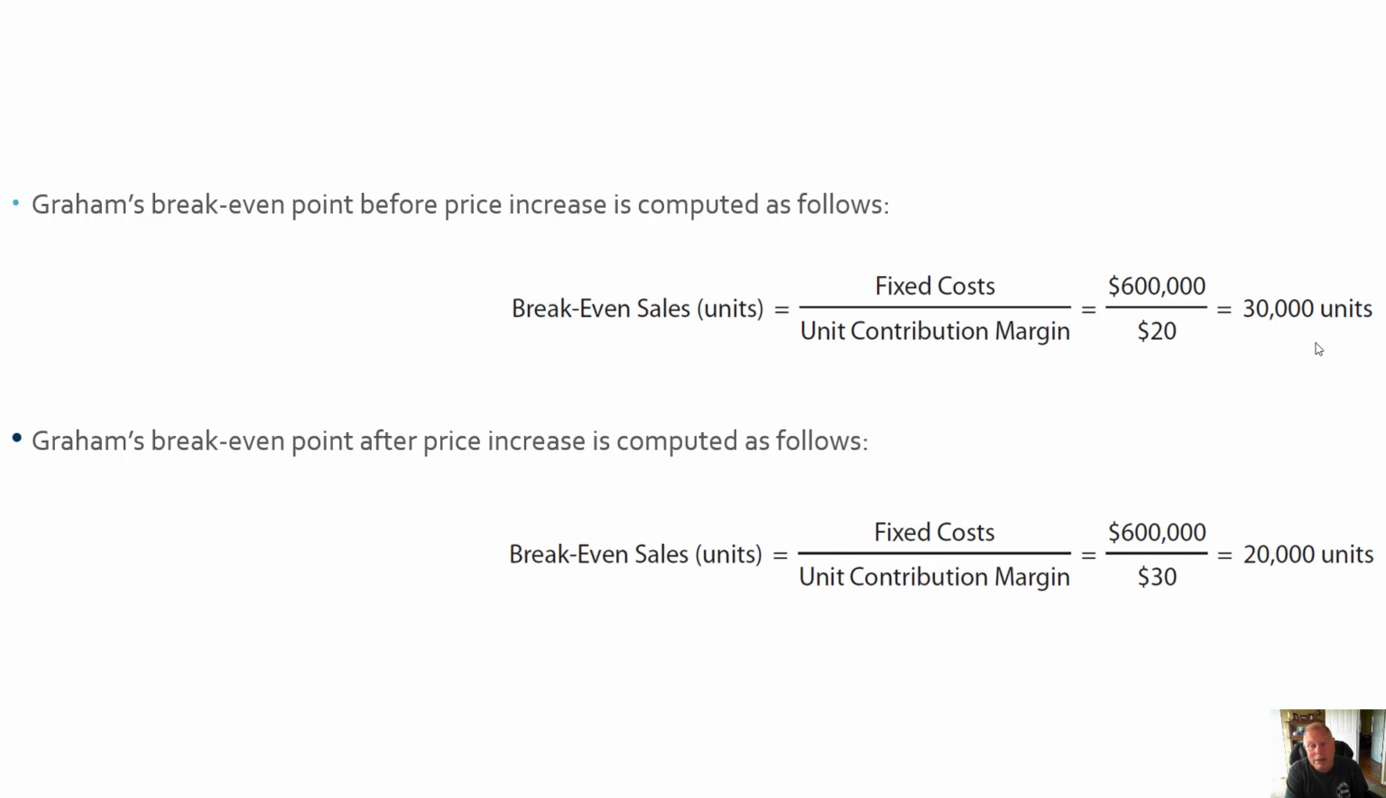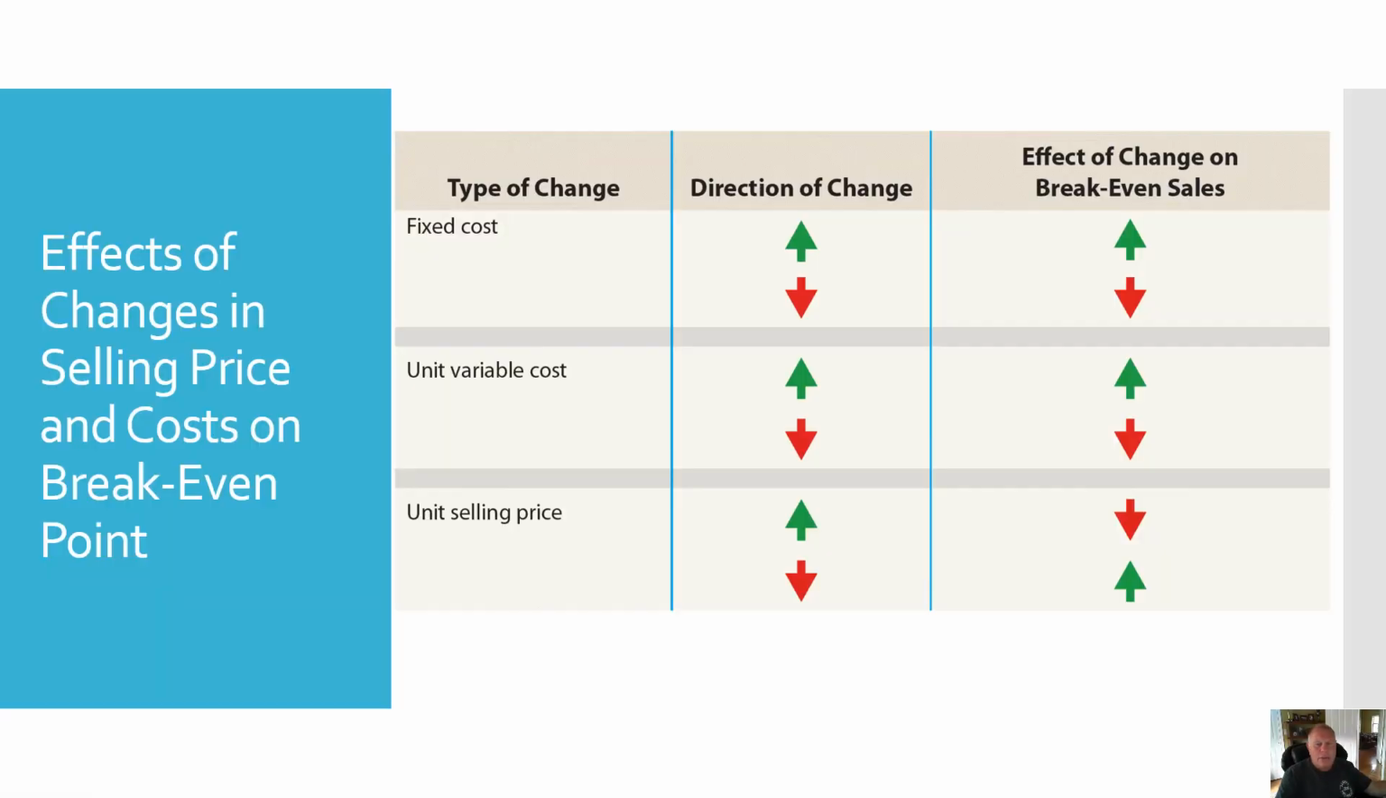So by increasing the price, we are actually going to make more. Our break-even point will be less. That means our profit points can be greater. Let's summarize basically the type of the change, the direction of the change, and the effect of the change on the break-even of sales. So if fixed costs are going up, break-even sales has to go up.